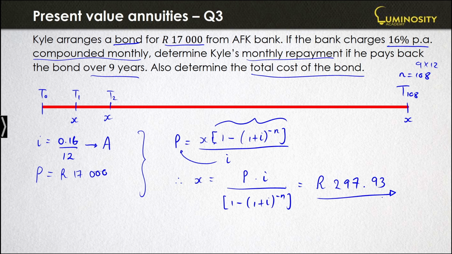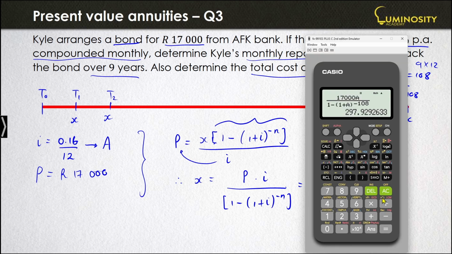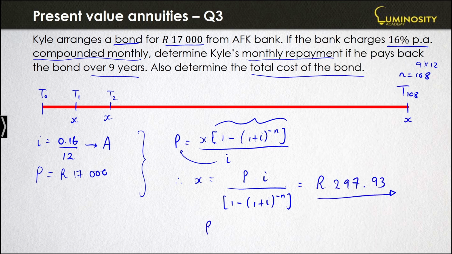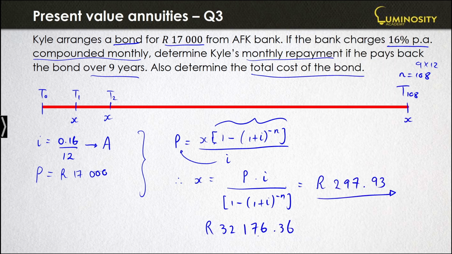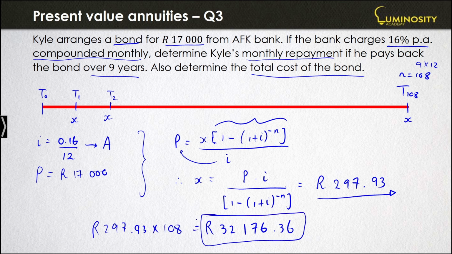Now notice that that is how much he's paying back, and he's paying back that over 108 months. So if I multiply by 108, Kyle is effectively paying 32,176 Rand and 36 cents. So that is essentially the 297,93 times the 108 payments. So that is how much the bond is actually going to cost Kyle.